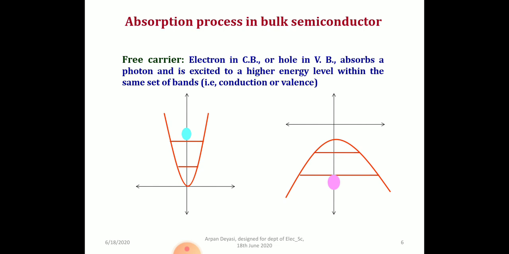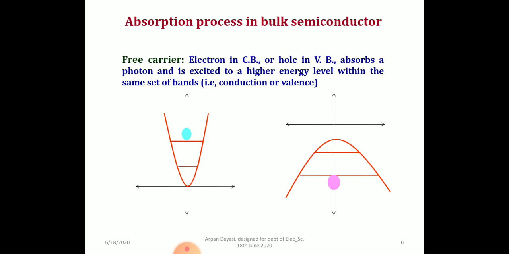So all total, we will get four different absorption processes in bulk semiconductor. First one is band to band. Second one is band to impurity or impurity to band. Third one is band to exciton. And fourth is the free carrier, that means the intraband transition for bulk semiconductor.